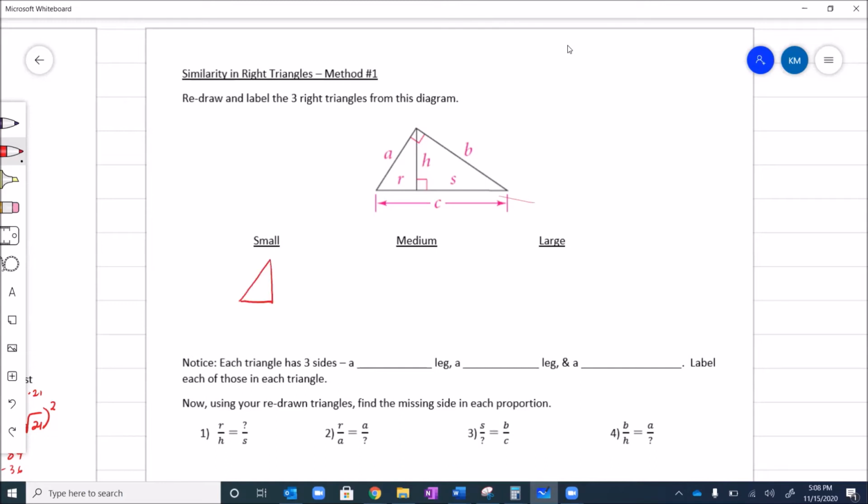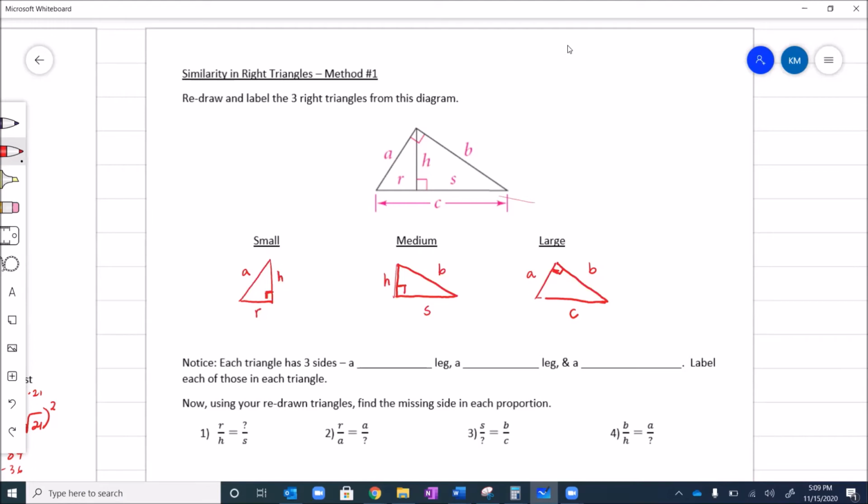This left triangle, we have this side R, we have the hypotenuse of this left triangle A, and you'll notice that since this angle is 90 degrees, this angle should be 90 degrees as well, H. Okay, and our medium triangle, I'm talking about this side, we already have this angle 90 drawn for us. This is H, this is B, this is S. And then in our large triangle, we have this side C, this side B, and this side A, and this is 90 degrees. All right.